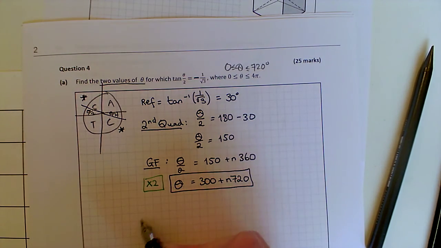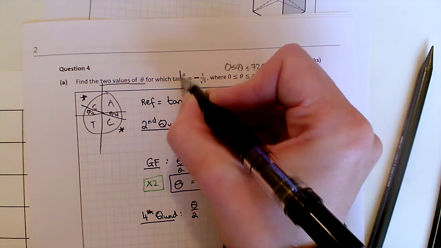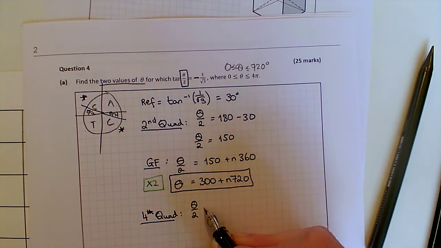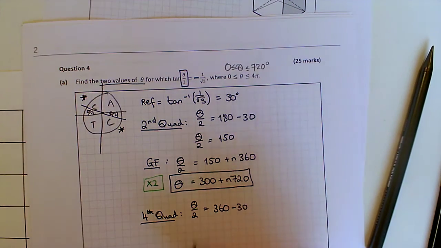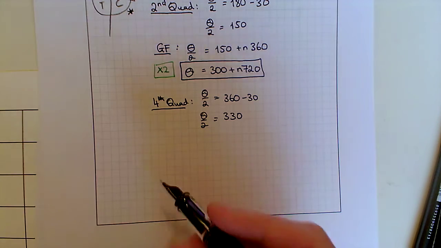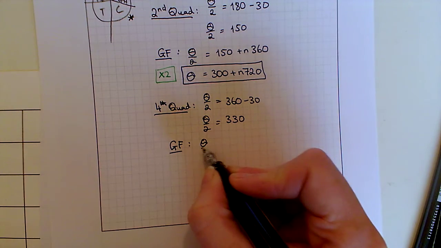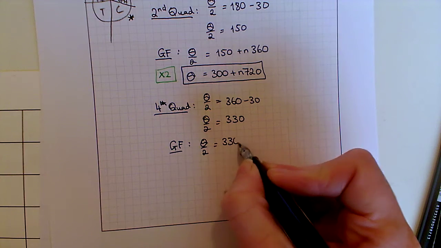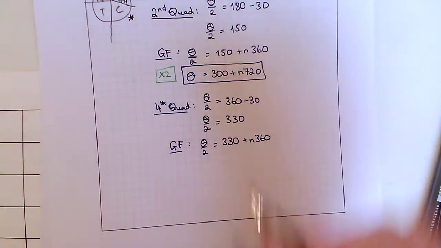Now we must do the fourth quadrant. And the fourth quadrant says that theta over 2, and I'm using theta over 2 because that's what was in my question, is equal to 360 minus my reference angle, minus 30. So theta over 2 is 330. We don't get rid of that fraction yet. We do our general form. Theta over 2 is 330 plus n times 360. This step is always 360 or 2 pi.